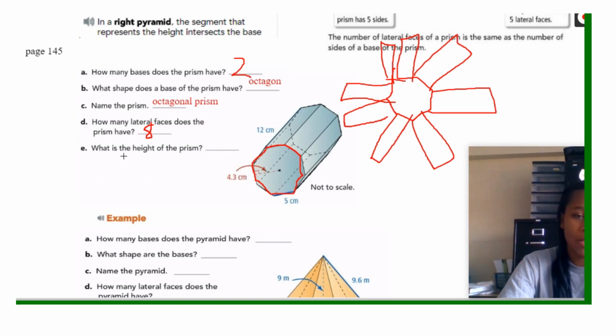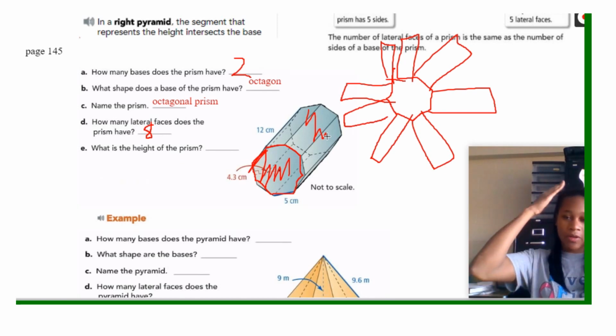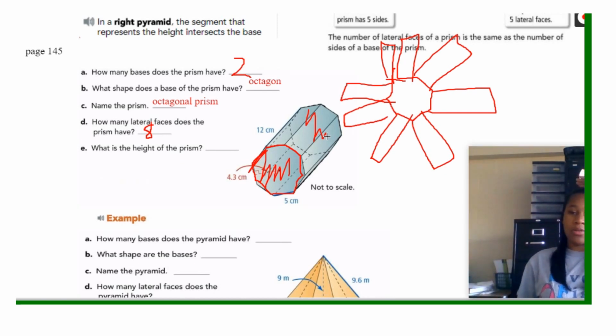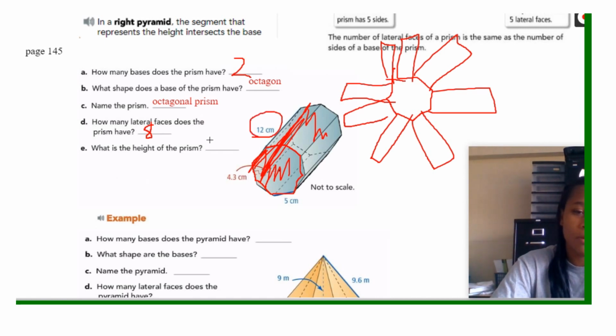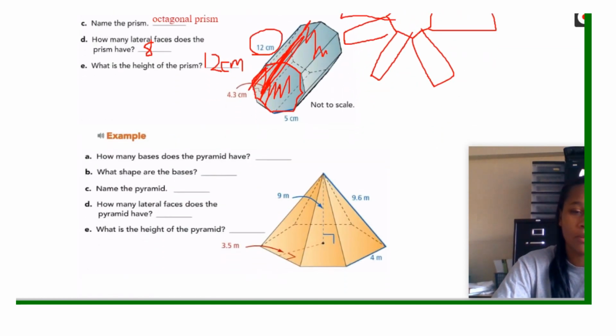And what is the height of the prism? Your height is going to go from your bottom base to your top base, just like your body. Your height is going to be from the bottom of your feet to the top of your head. The distance between those two is your height. So the distance between my bottom base and my top base is going to be 12 centimeters. That is what you will put here. Then you're going to do the next part on your own.